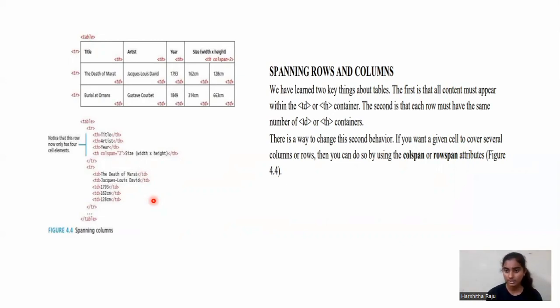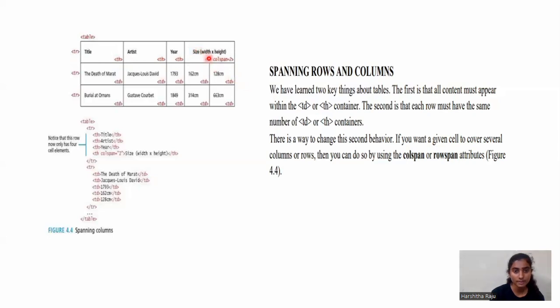If you want a given cell to cover several columns or rows, then you need to do it using the rowspan and colspan attributes. So we'll check how we can execute this with the rowspan and colspan attributes. As in the table we have declared, it starts with the table, and these are the rows that we have given with the TR, and TH we have given.